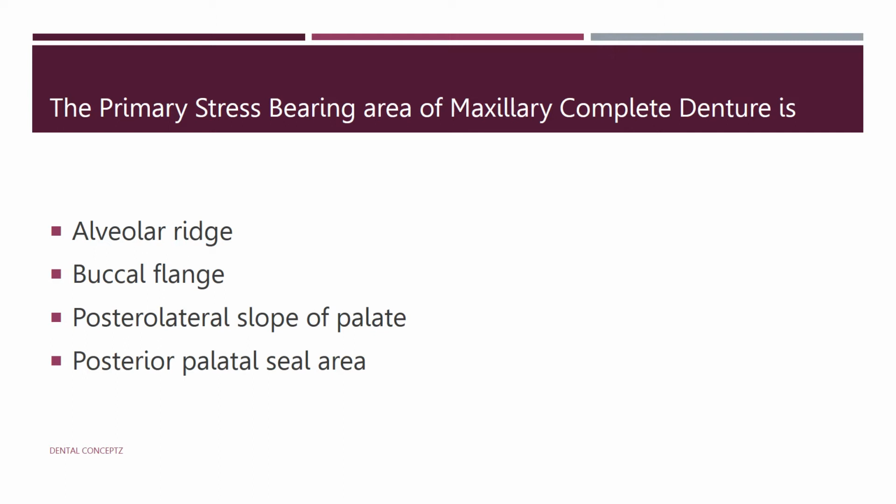As we all know, the stress bearing areas can be classified as primary and secondary stress bearing areas. In case of a maxillary arch, the primary stress bearing area is the posterolateral slope of palate and the secondary stress bearing areas are palatal rugae and maxillary tuberosity. So the answer for this question will be the posterolateral slope of palate. The posterolateral slope of palate is considered as the primary stress bearing area in maxillary arch.